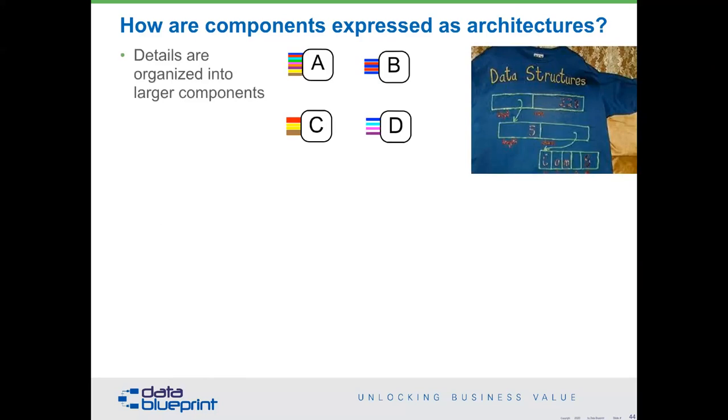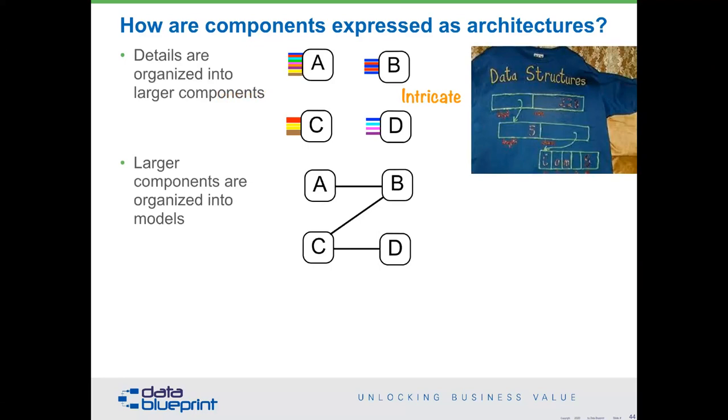So how are all these components, individual bits and pieces, expressed as architectures? Well, first of all, we take the details, every little thing that we want to do, and we organize those into larger components. That's an intricate process, and it allows us to do some very, very savvy things with the data, very, very good business types of activities with the data. The larger components, then, are organized into various models. We've already seen how that works.